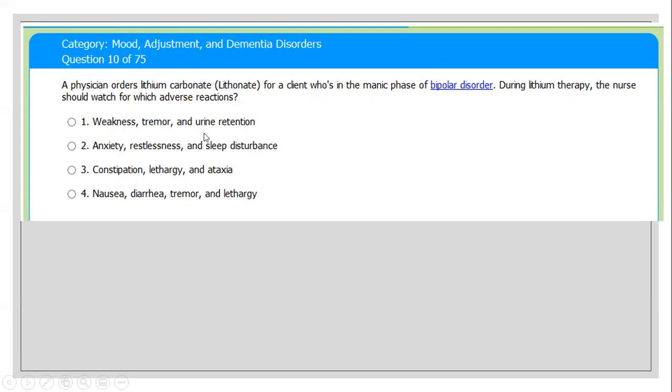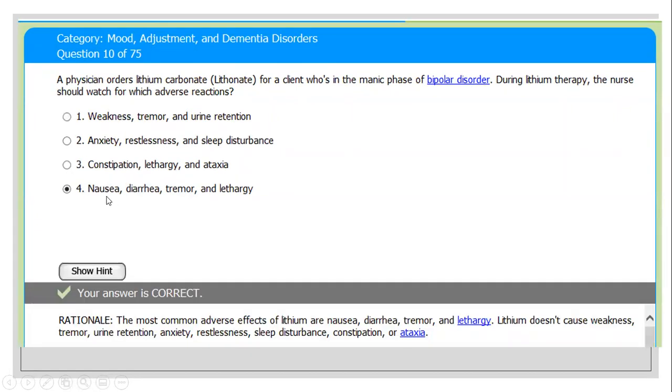Number one, weakness, tremor, urine retention. Number two, anxiety, restlessness, sleep disturbance. Number three, constipation, lethargy, ataxia. Number four, nausea, diarrhea, tremor, and lethargy. The correct answer is number four. The most common adverse effects of lithium are nausea, diarrhea, tremor, and lethargy. Lithium does not cause weakness, urine retention, anxiety, restlessness, sleep disturbance, constipation, or ataxia.